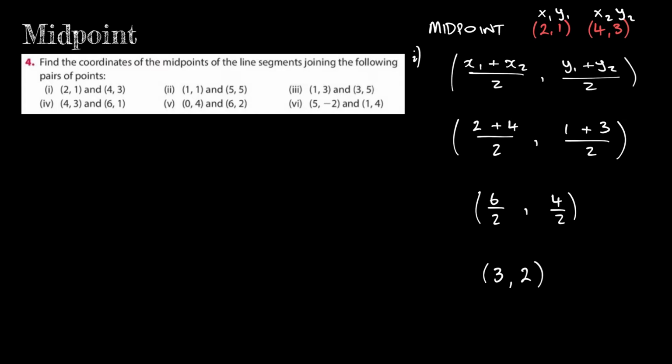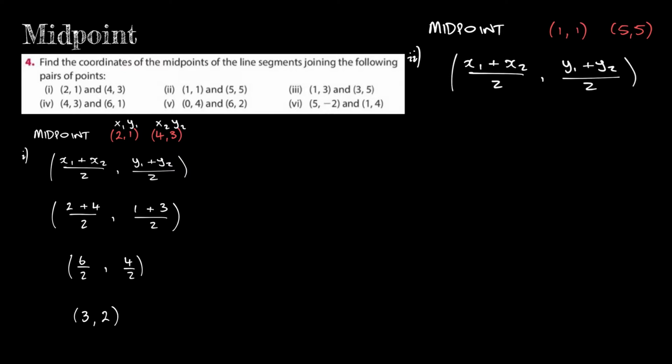So I'm going to give you a couple of minutes there to try the next few, right? So I'm going to do question 2 there now. So 1, 1 and 5, 5. So again, we have to label this. We've got an x coordinate, we've got a y coordinate. These are both in the first coordinate, so I call them x1, y1. We've got an x coordinate, we've got a y coordinate, and these are both in the second, so I'm going to call them x2, y2.